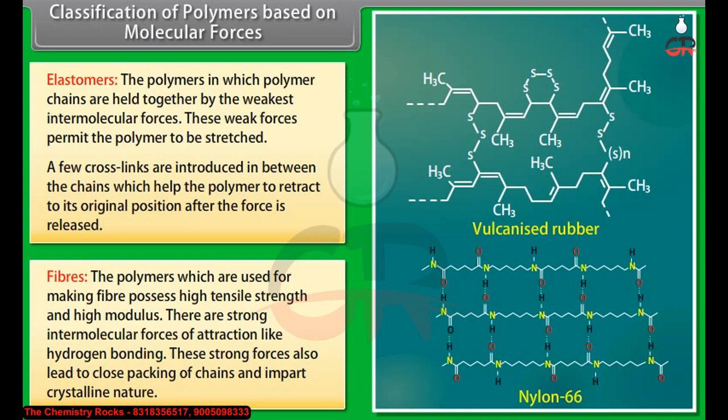Fibers. The polymers used for making fibers possess high tensile strength and high modulus. There are strong intermolecular forces of attraction like hydrogen bonding. These strong forces also lead to close packing of chains and impart crystalline nature. For example, nylon 66.